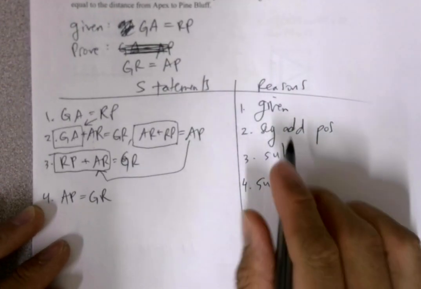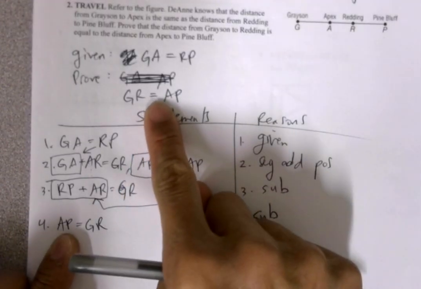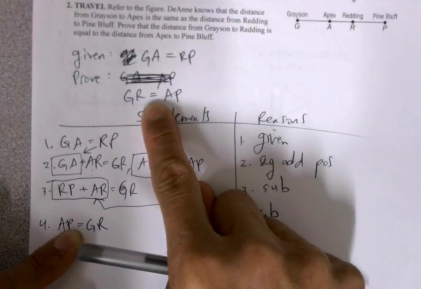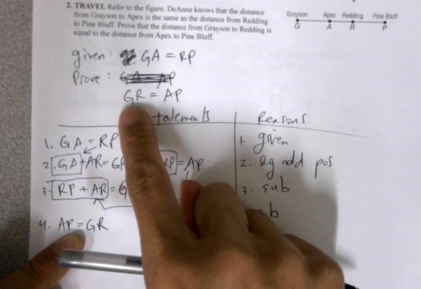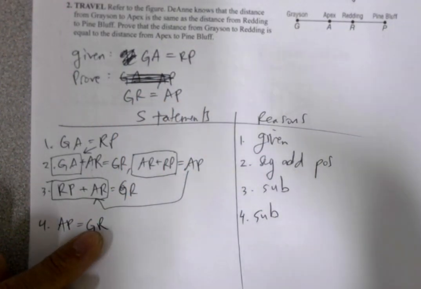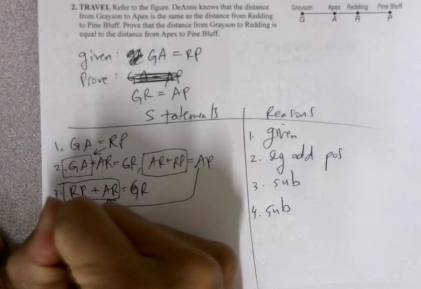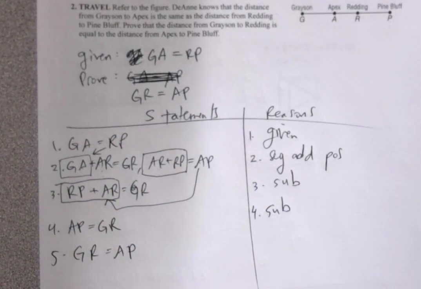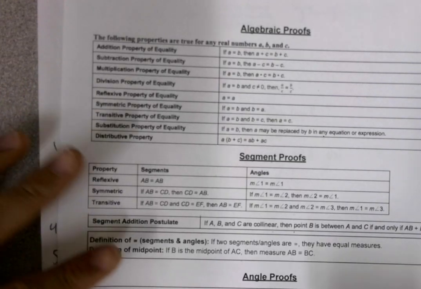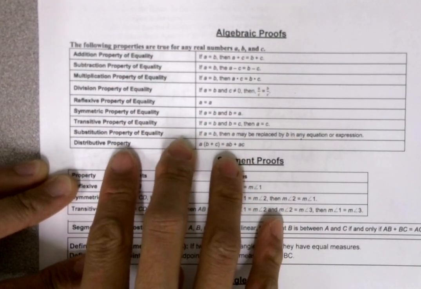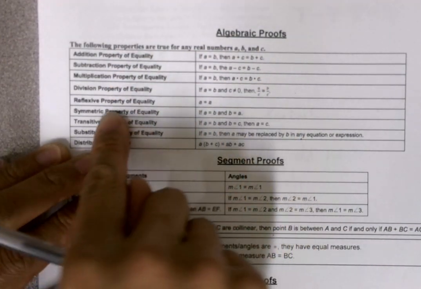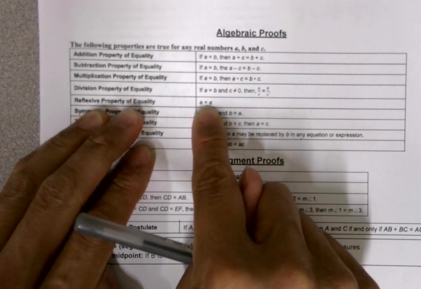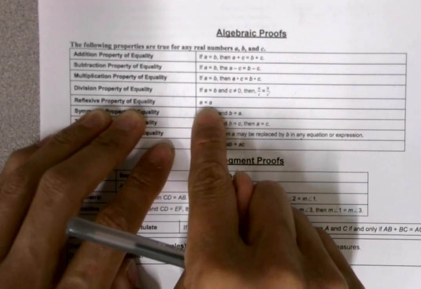Okay, so now what do I do? Well, look at these two guys. They're almost the same, but this one has the GR on the left side, this one has the GR on the right side, right? I need it to be flipped. GR is equal to AP. That's what I need. And what is the reason for that? Which of these algebraic properties here let you flip the equation? Well, many of you are going to say reflexive, right? But reflexive is same equals same.